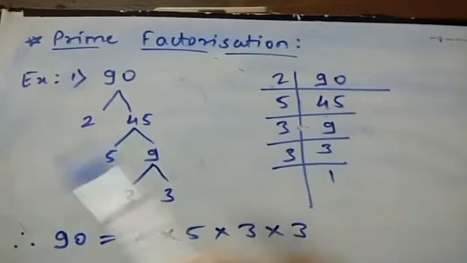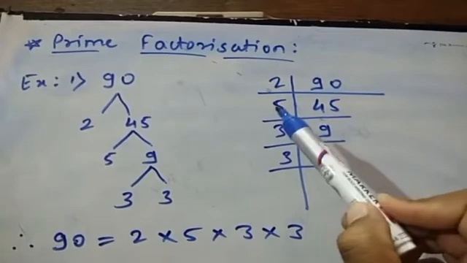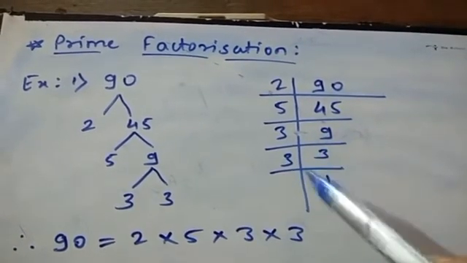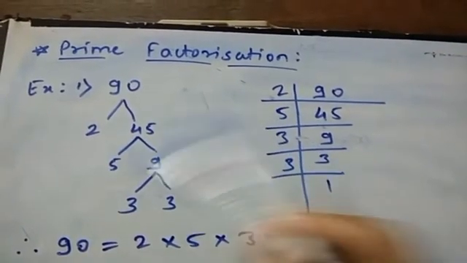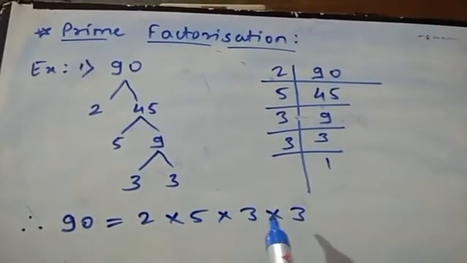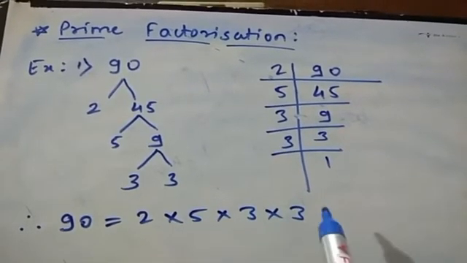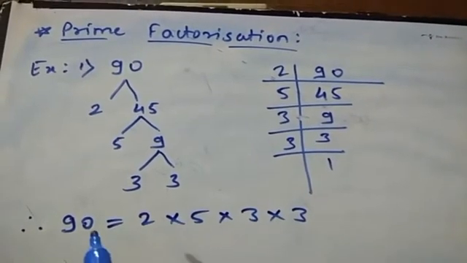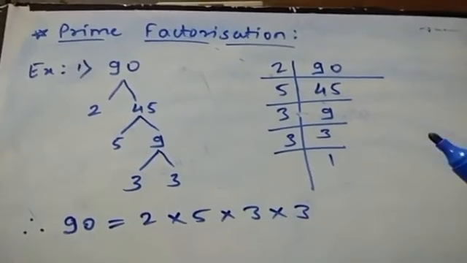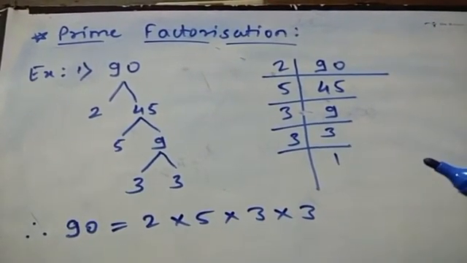In the same way, see here also, 90 I divided by 2. 2 forty-fives are 90. Then 5 nines are 45. 3 threes are 9. 3 ones are 3. Finally we got 1. Stop here. So these are the prime factors. In both ways we got the same prime factors, that are 2, 5, and 3 times 3. Therefore, 90 is equal to 2 multiplied by 5 multiplied by 3 multiplied by 3. That is 5 twos are 10, 10 threes are 30, and 30 threes are 90. In this way we can express numbers as the product of their prime factors, and this is prime factorization.